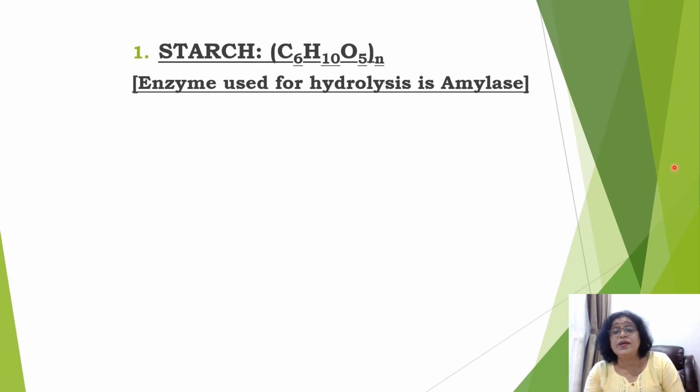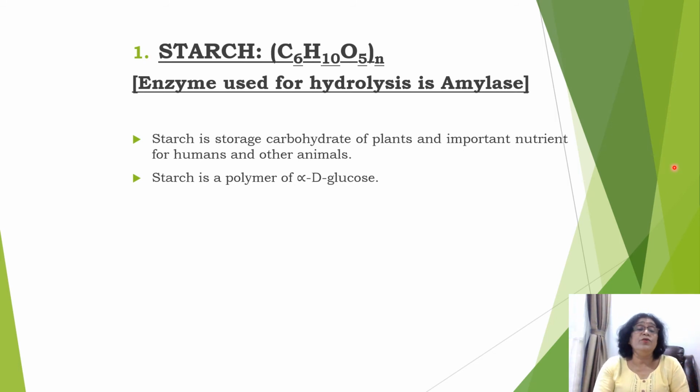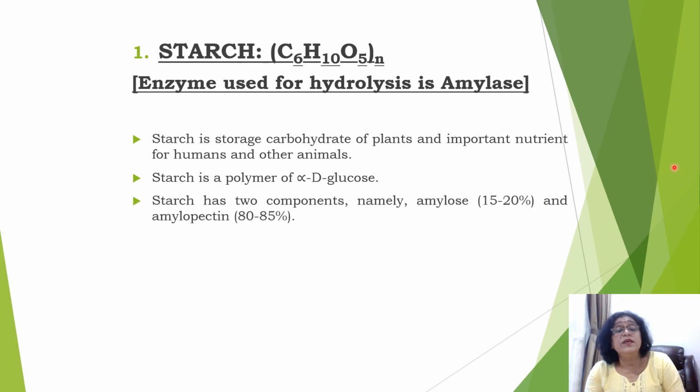Starch: the enzyme used for hydrolysis is amylase. Starch is a storage carbohydrate of plants, and an important nutrient for humans and other animals. Starch is a polymer of alpha D glucose, and starch has two components. One is amylose, another is amylopectin. Amylose is 15 to 20% and amylopectin is 80 to 85%.